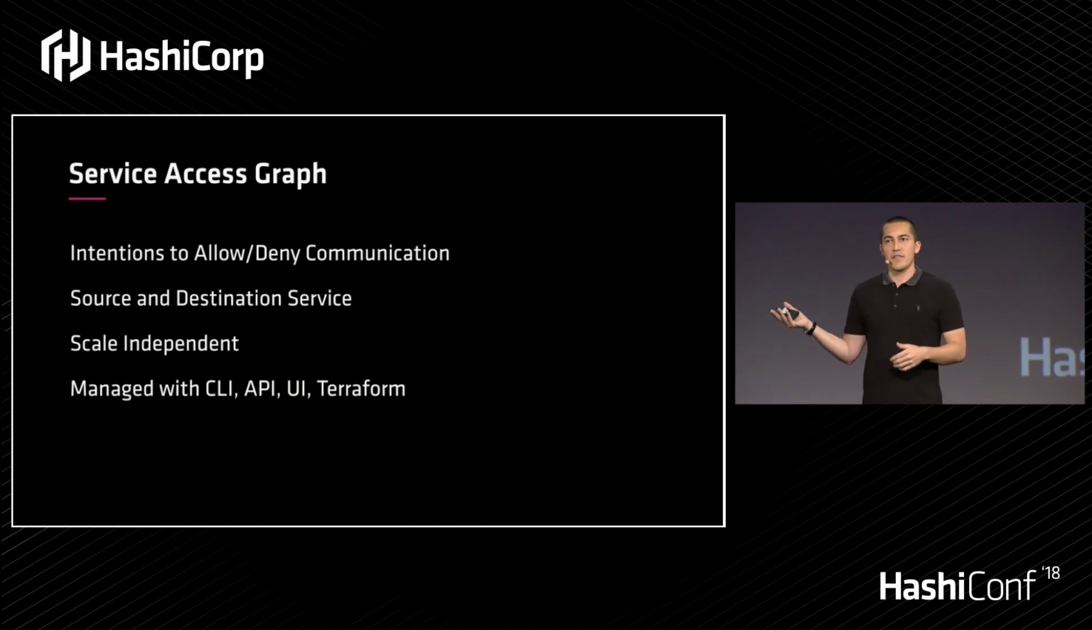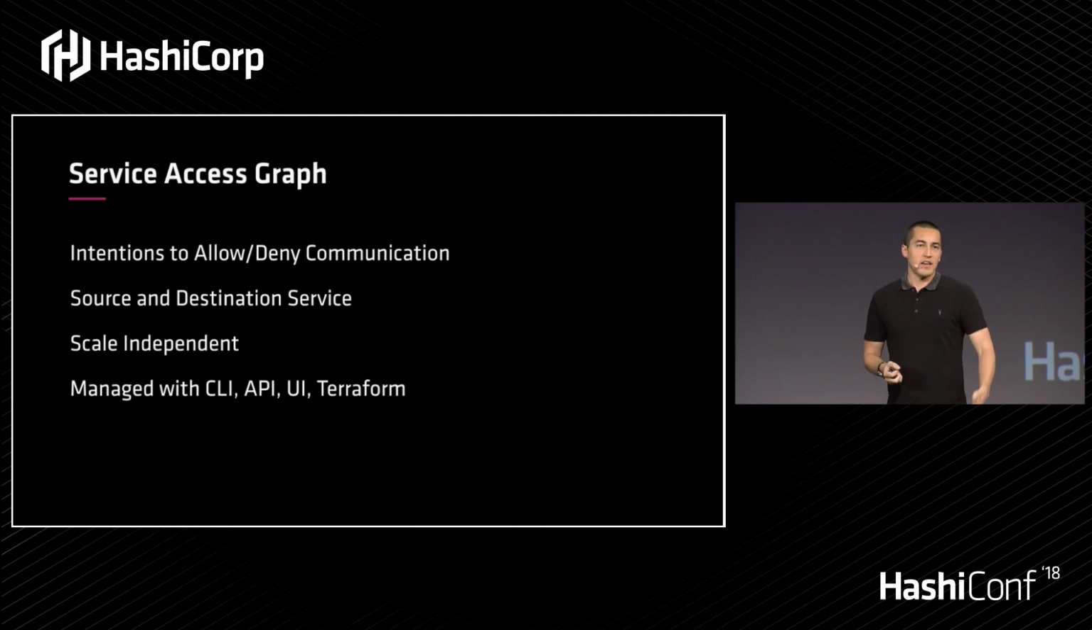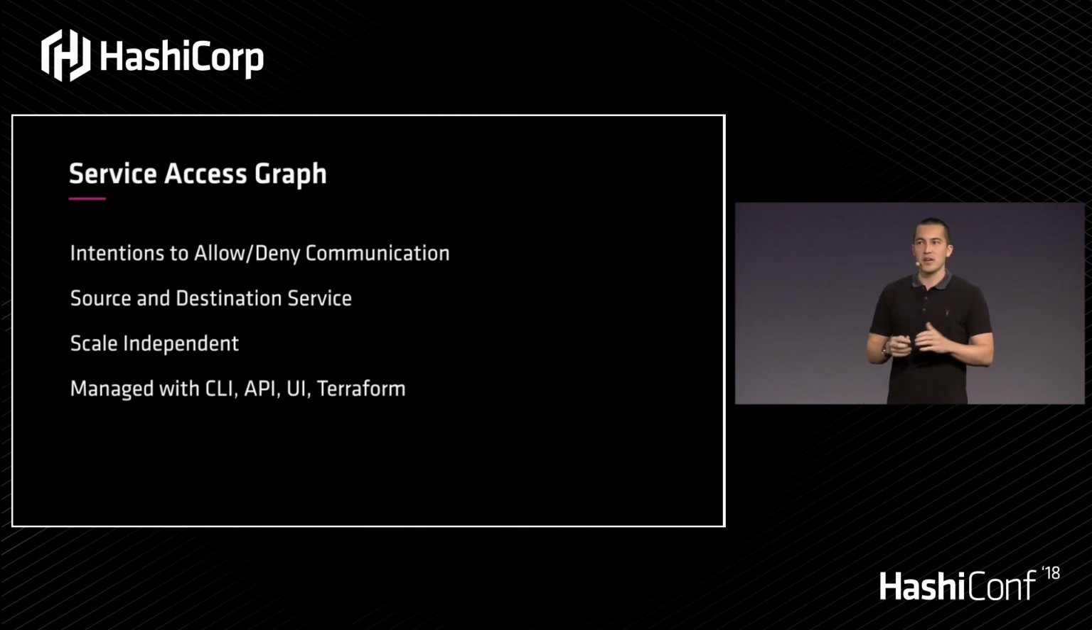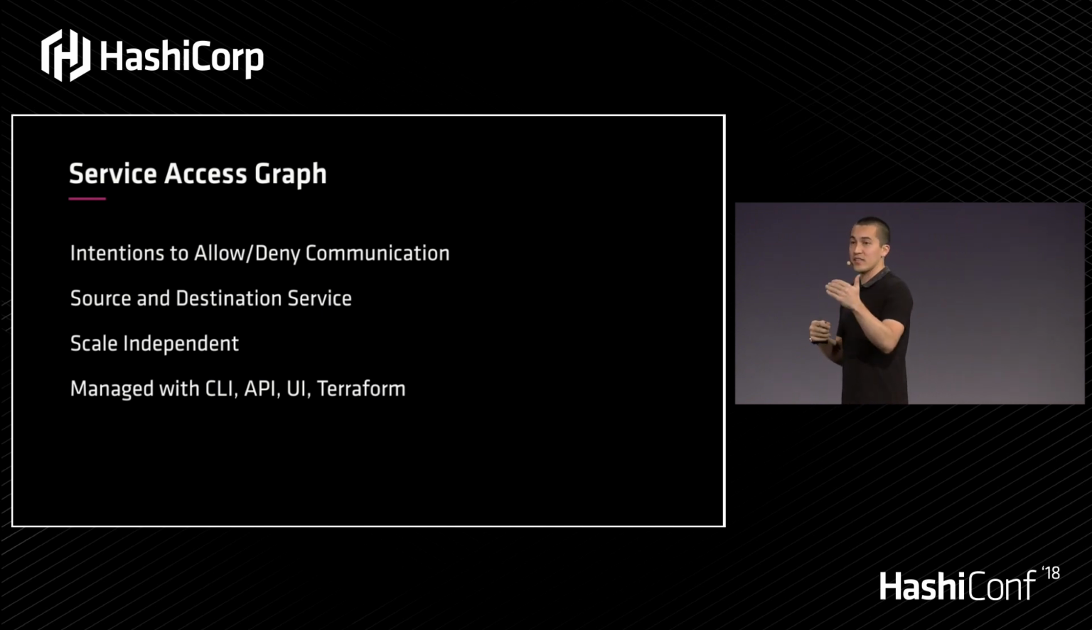The service access graph is a lot simpler. Since it happens at service names, it's completely scale independent. 10 web servers, 1,000 web servers, 3 databases, 300 databases. It's just one rule, right? This service can or cannot talk to this other service. And that's really important because that enables us with Consul to replicate the whole service access graph across the entire cluster really cheaply for incredibly high-scale deployments.